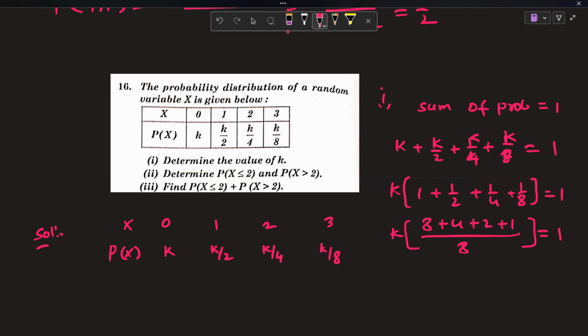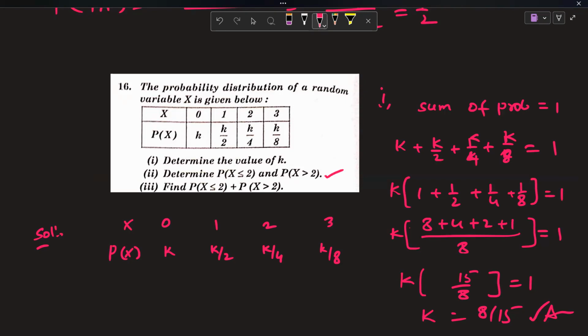How much? At least do a simple sum. Tell me the answer. 8, 4, 12. 12 plus 2, 14. 14 plus 1, 15. 15 by 8 times k is equal to 1. K is equal to how much? 8 out of 15. So that is the first question's answer.